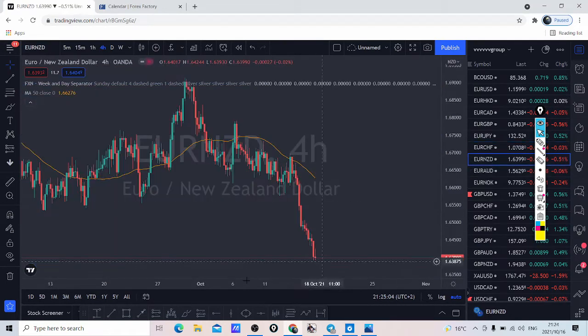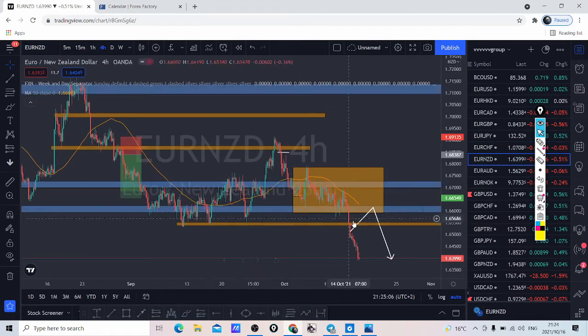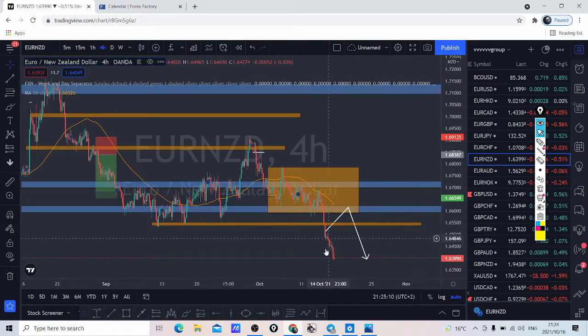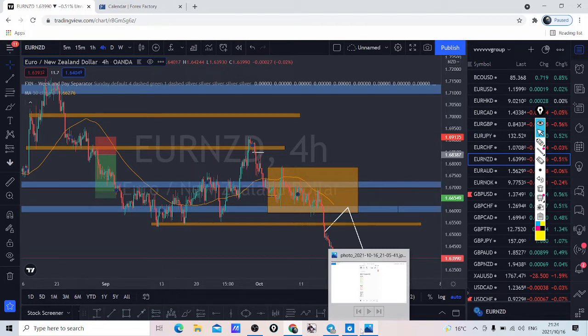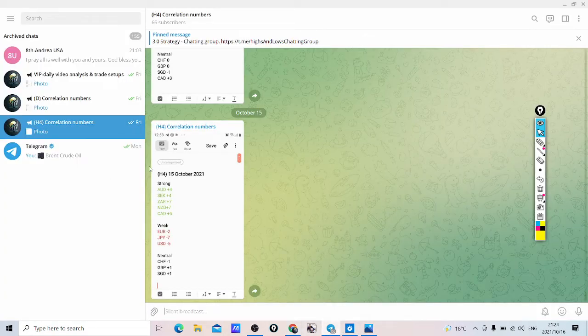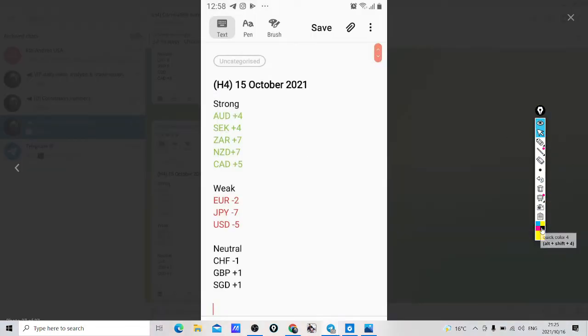Euro NZD. So here I was looking for a big sell, but I didn't get a setup. Last week I didn't get so many setups. I only got maybe three setups last week. So let me just show you guys why this thing went down and why I was looking for a sell setup. So remember, Euro is sitting at -5, and then the NZD is sitting at +5, +7.